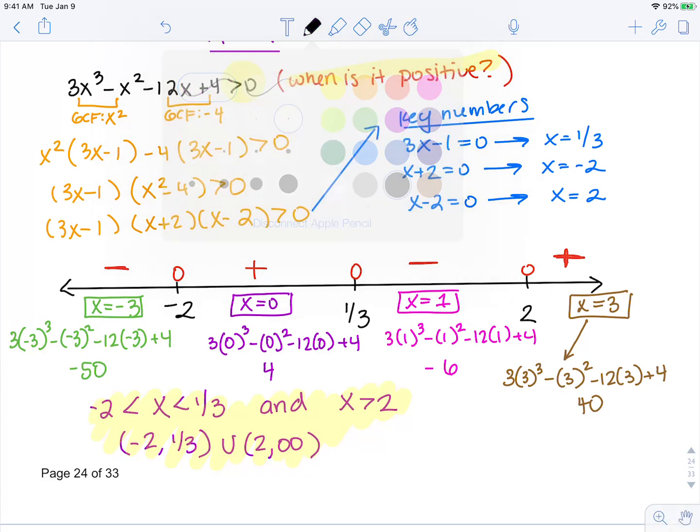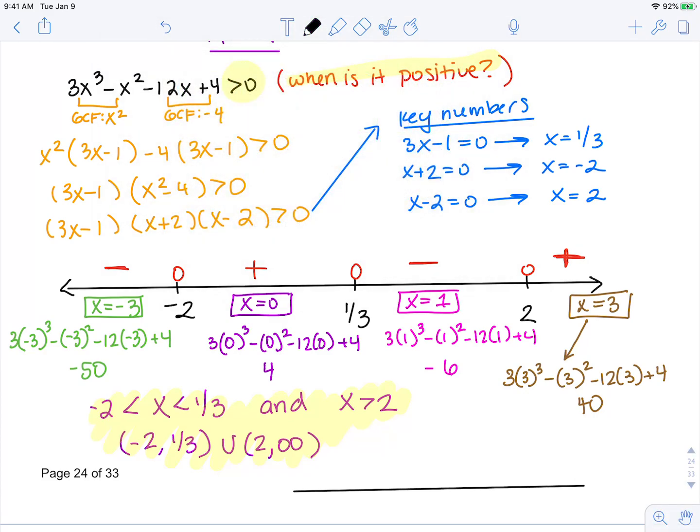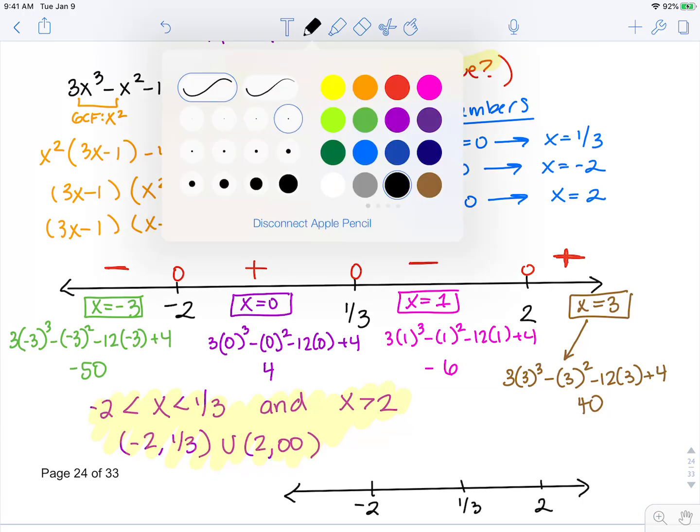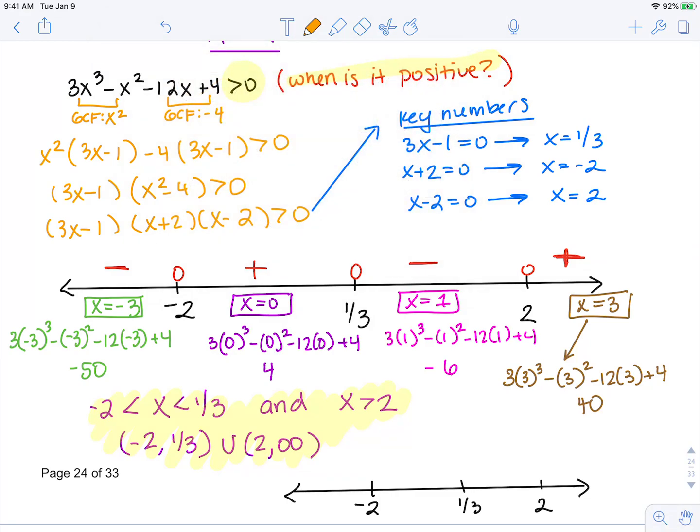So now if I want to graph my solution on a number line, let's see. We want -2, 1/3, and 2. We are going to have parentheses on -2 and 1/3 and shade in between. And then we have a parenthesis on 2 and go towards infinity. So this is my solution graphed on a number line.